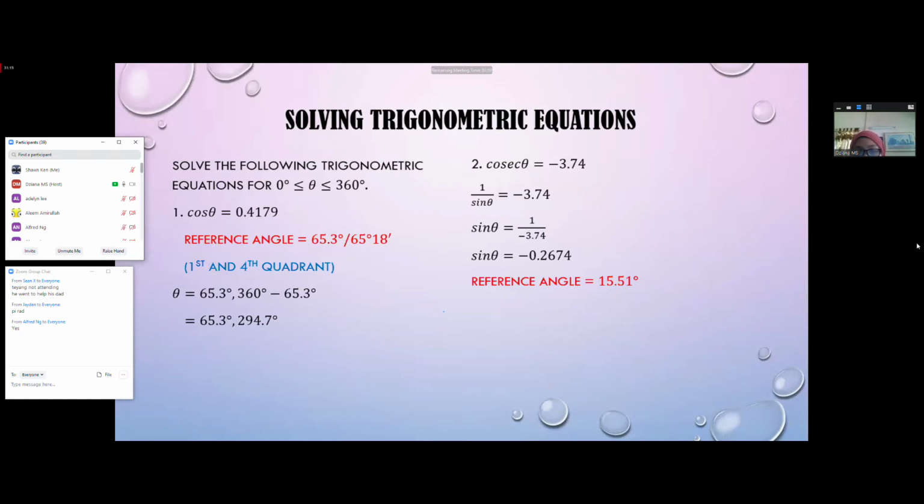Sine negative. At which quadrants, class? Sine negative. Third and fourth. Good. Very good. So it is at the third and fourth quadrant. So third quadrant is 180 plus the reference angle. Fourth quadrant is 360 minus the reference angle. So the final answers are 195.51, 344.49. Okay.